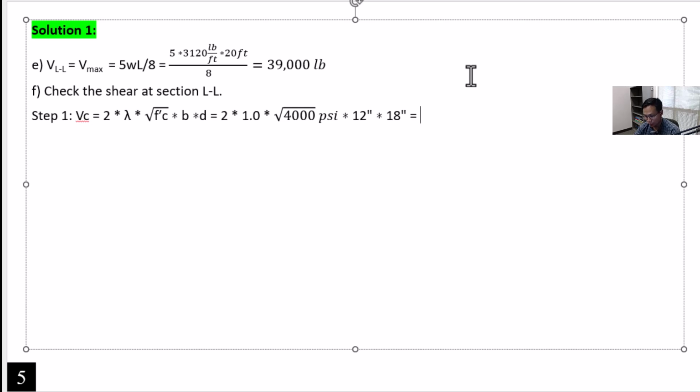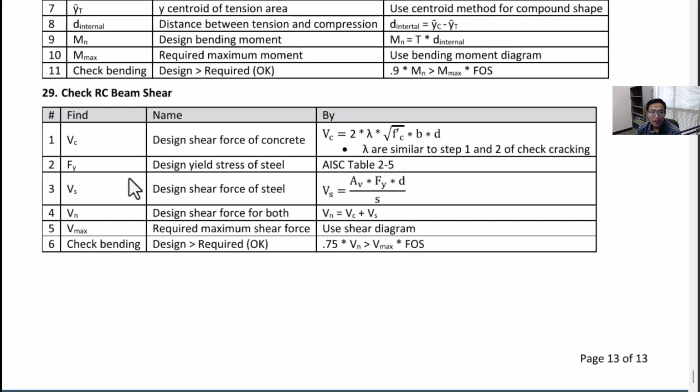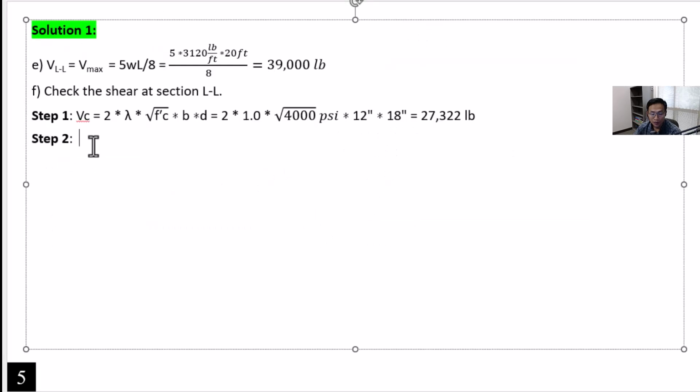2 multiplied by square root of 4,000 multiplied by 12 multiplied by 18. So I have this one at 27,322 pound. Okay. Step 2. Now step 2, let's go back here. Step 2 is to calculate the design yield stress of the steel. And we calculated previously the design yield stress of the steel is 65,000 psi.